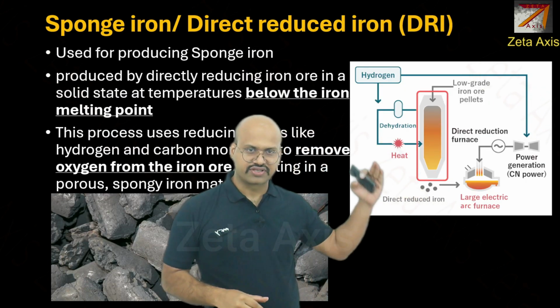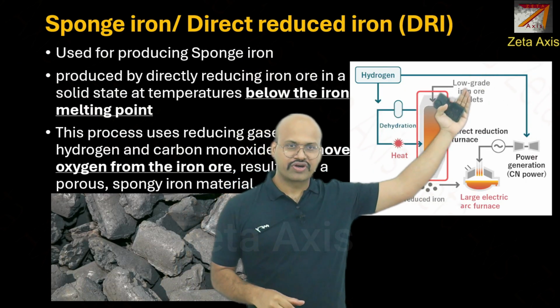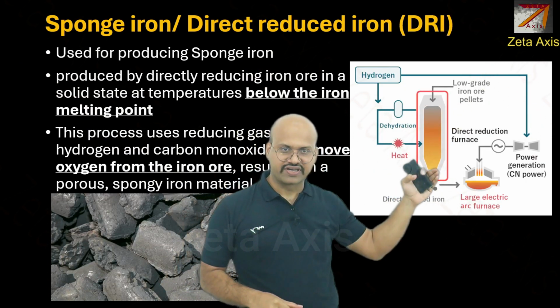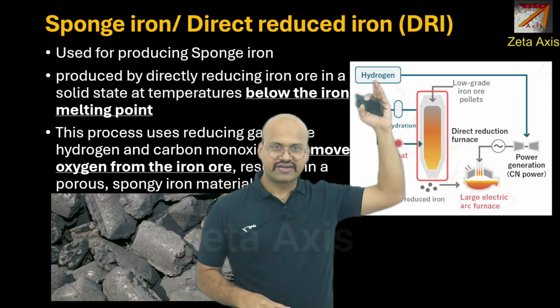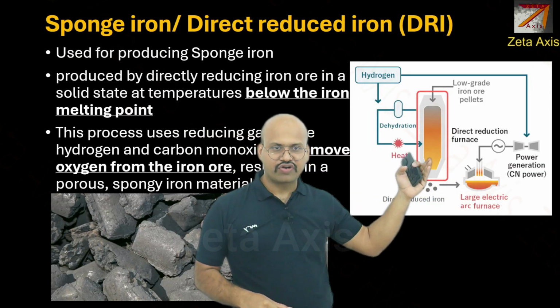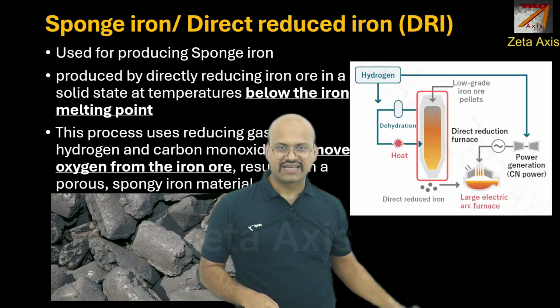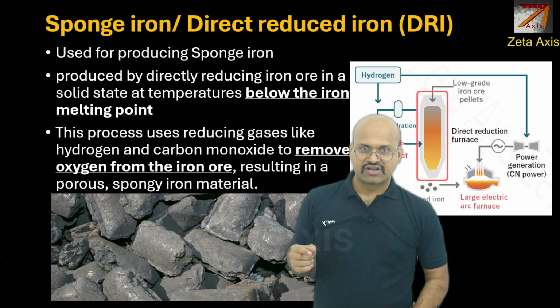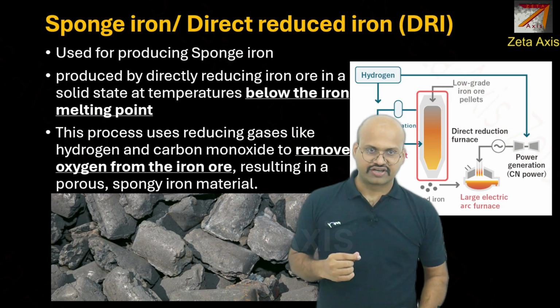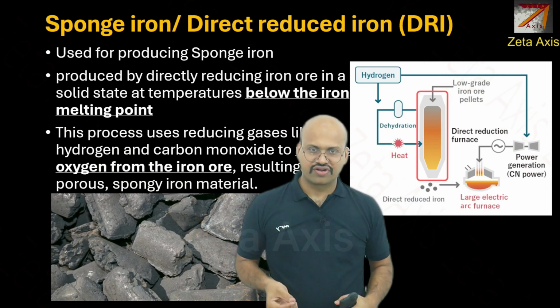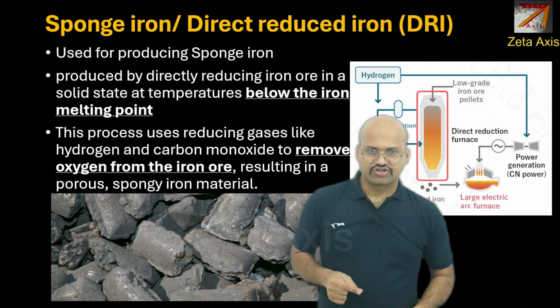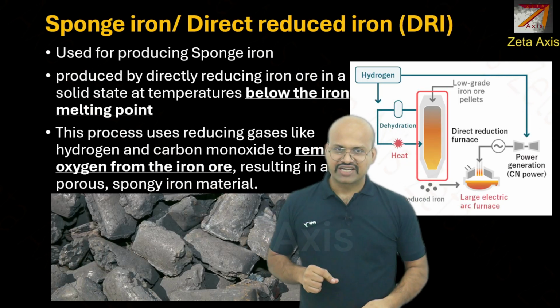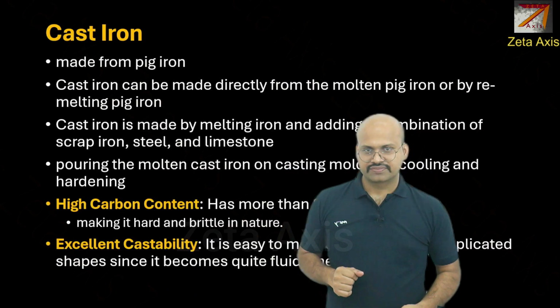Here is the process. So we can see that low grade iron ore pellets are put in the furnace and they are added reducing agents. And what we get in the output has a higher content of iron because oxygen is removed from this iron ore content, and that is why we get slightly good quality of iron. However, sponge iron is also not directly usable, but it is better than pig iron.